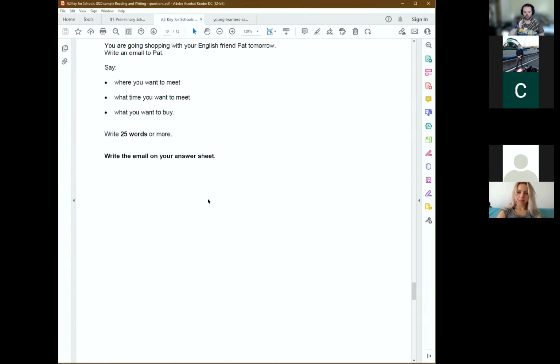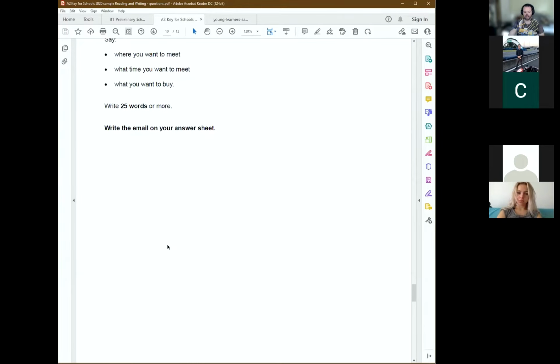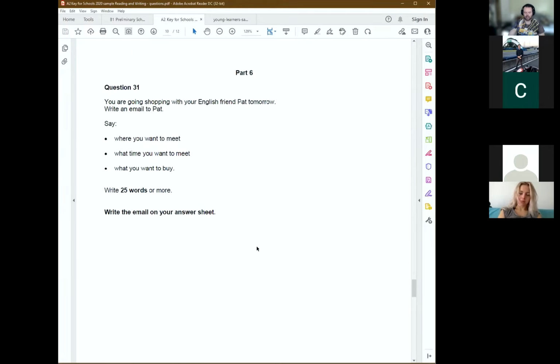Again, it's a more mature test. They might naturally think that they can just write in the white space just here. But if they do that, their answer won't be assessed. They need to write it on the answer sheet. So we have to take things more seriously.